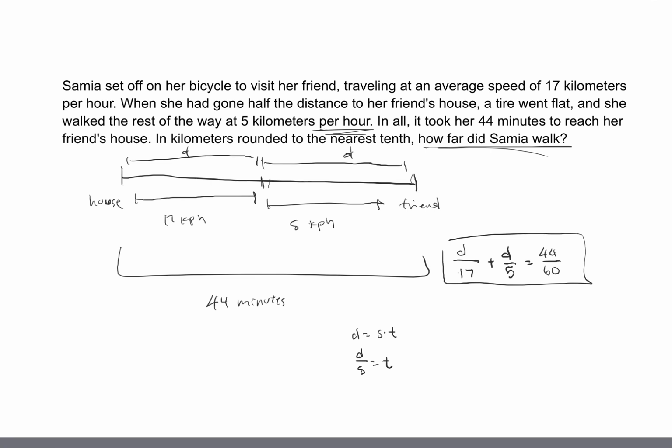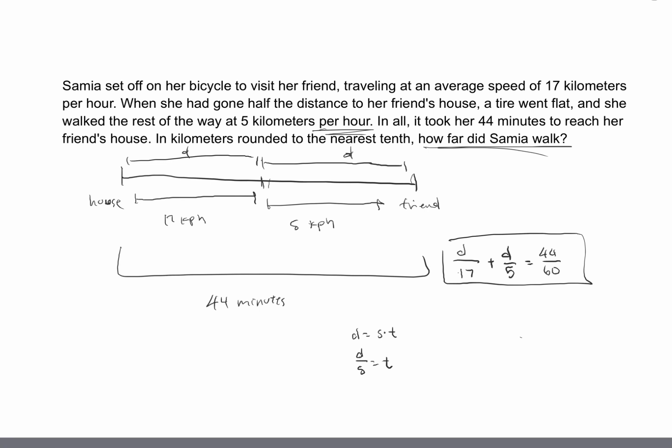Does that make sense? Does everyone see how we set up the equation? You can just put a yes in chat if you got it, or if you have a question, just let me know what the question is. Yes? Okay. Yeah, that's good.